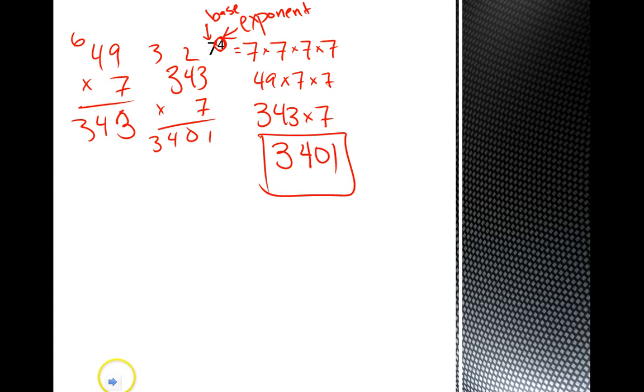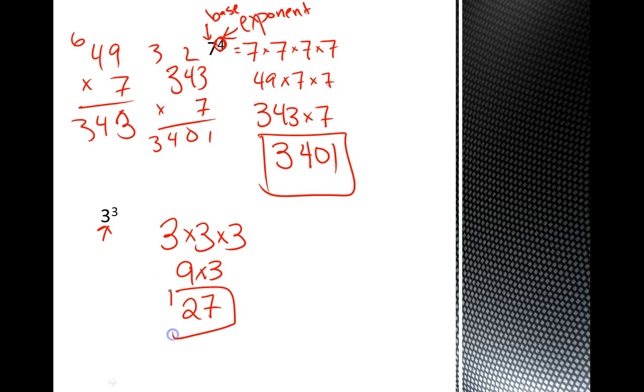Let's do another problem to show you. 3 to the 3rd power. So that means I'm multiplying 3 times 3 times 3. 3, my base, 3 times. 3 times 3 is 9, times 3 is 27. So 27 is my answer. How about 3 squared? Well, that's equal to 3 times 3, which is 9.